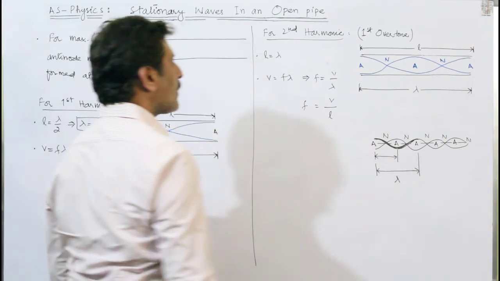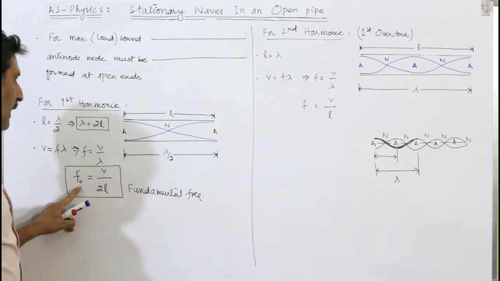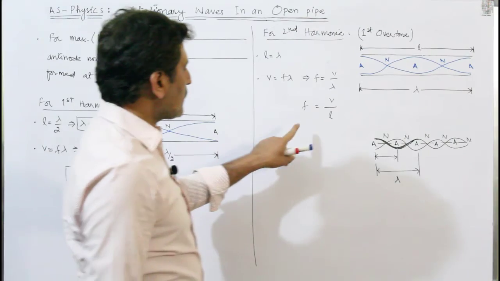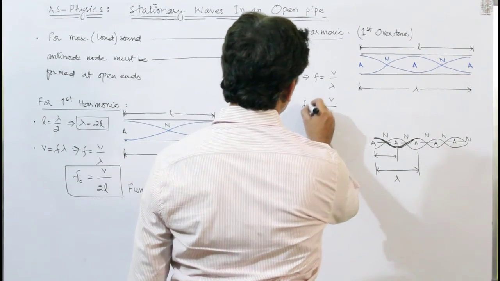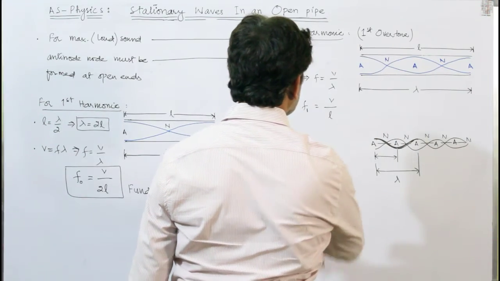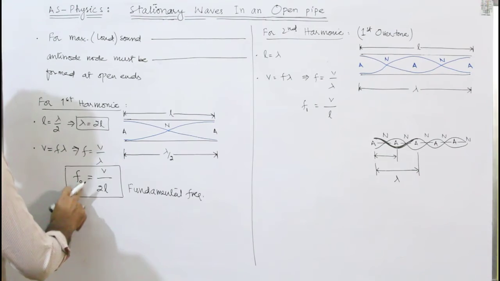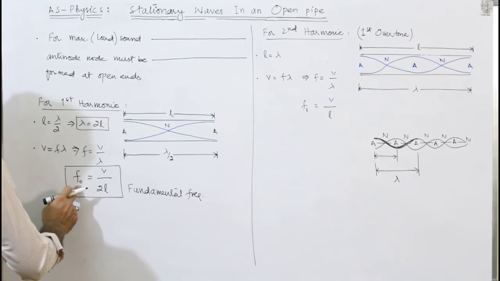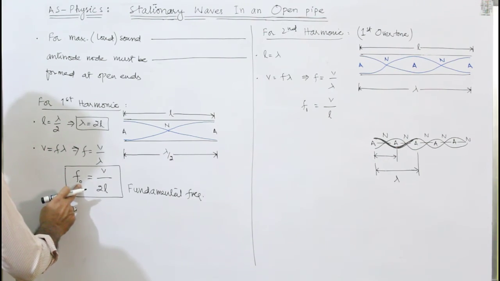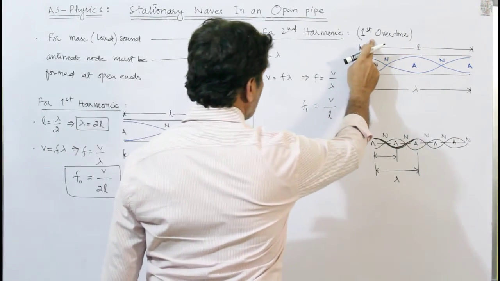Now because we are talking about the second harmonic and the fundamental frequency is denoted by f naught, we can use the subscript 1 to show the second harmonic. The fundamental is the zero subscript. Now we are using the subscript to show the number of overtones in this condition. So 0 means zero overtone, 1 means first overtone.